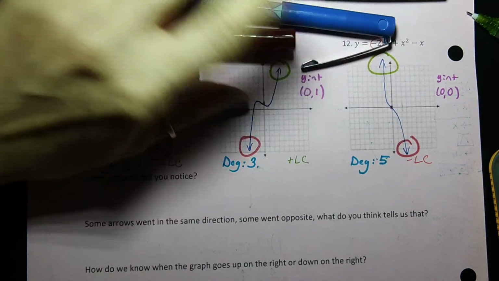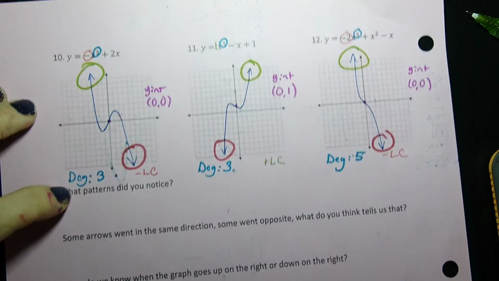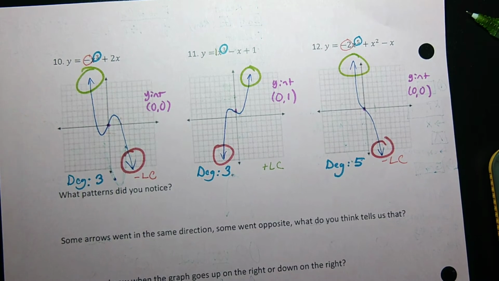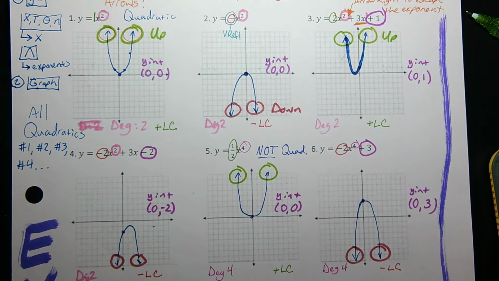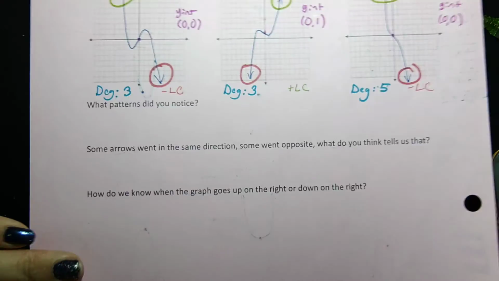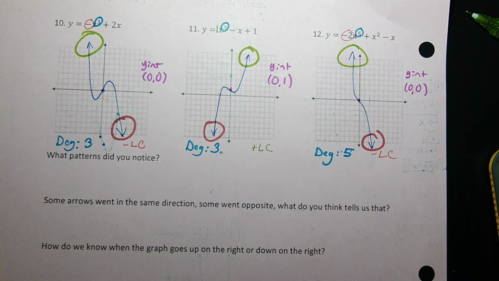So we're going to talk about patterns next. And I don't really want to answer these questions. I just kind of want to talk big picture. What is the biggest difference between the even degree ones and the odd degree ones? Evens look more like quadratics and odds more look like cubics.